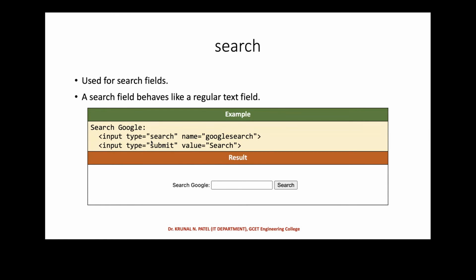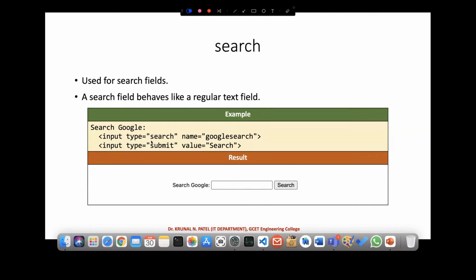After that, search is added. Suppose I want to search something, I just need to provide the value over here. It displays the search button, right? Input type is submit here, and input type is search here. You can see it looks like one text box, but whatever you enter into it will be searched in relation to that field.